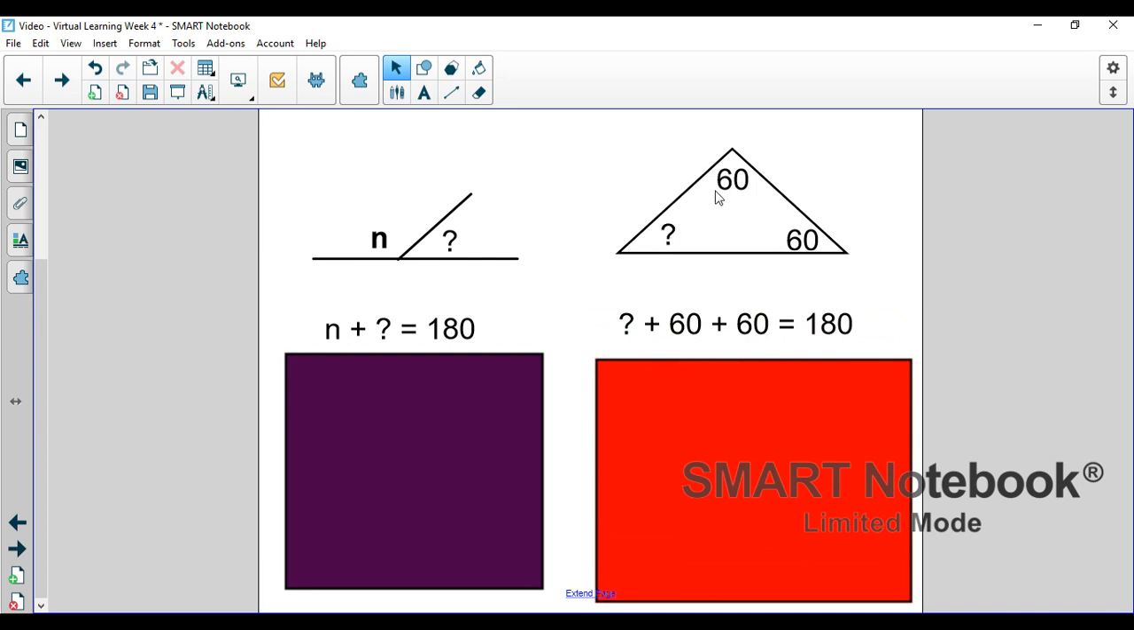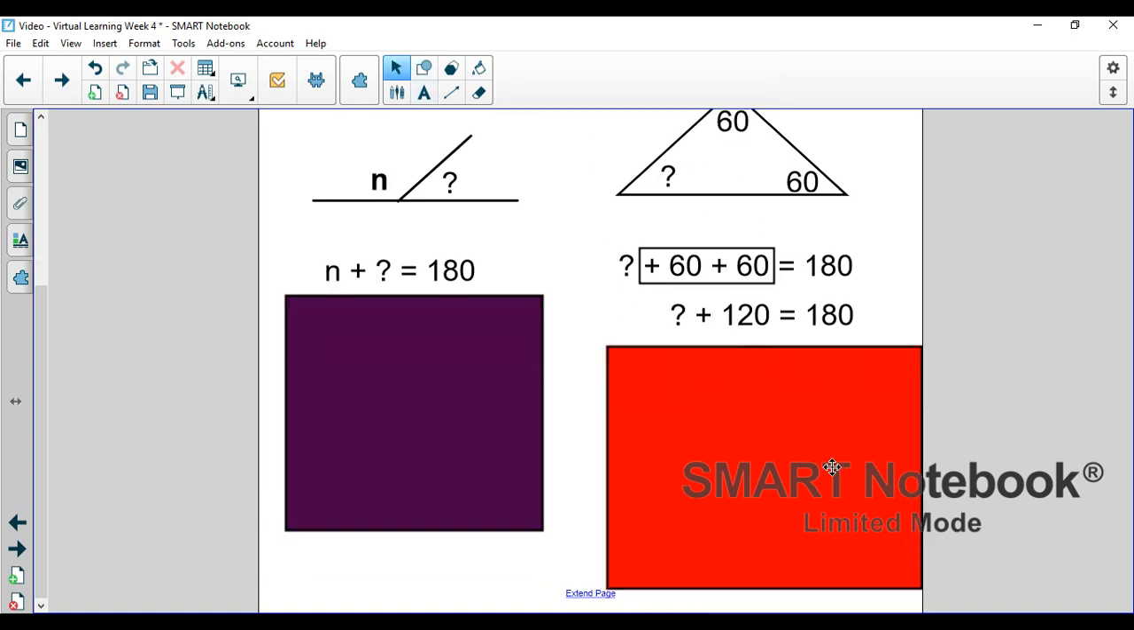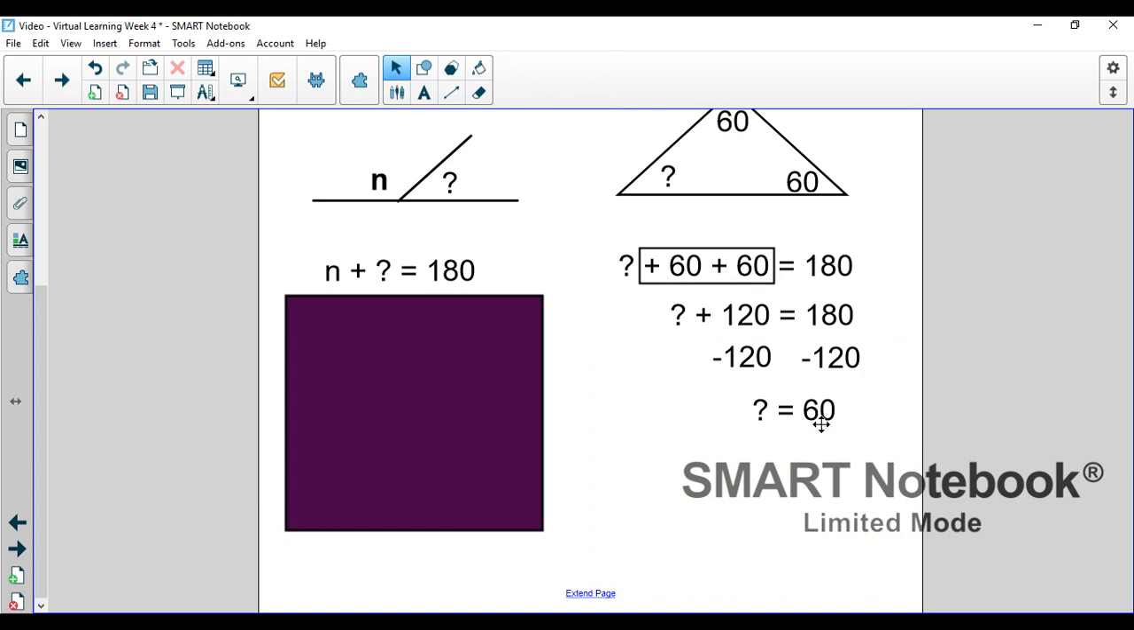Something, that missing angle, plus 60 equals 180. Again, this has one missing piece. I can solve for this. I just got to do a little pre-work, combine some like terms. I have two 60-degree angles, so I really have 120 degrees. Something, that missing angle, plus 120 would make 180. I can figure out what that missing question mark was by subtracting 120 from each side.